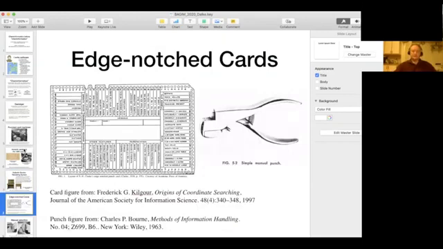So if those are machines, what about this? Is this a machine? I think it's a machine. It's a punch card machine. It's a classical lever right there. So let's call this a machine. This is an edge notch punch card.